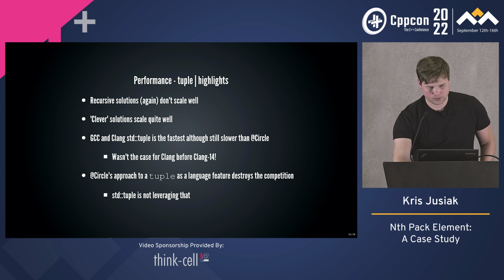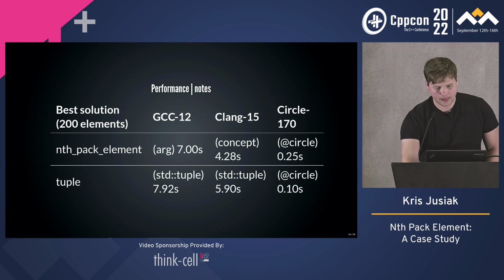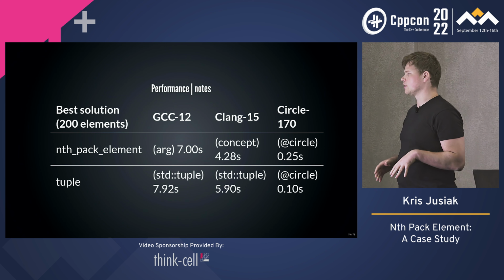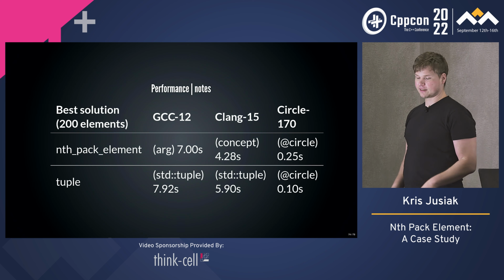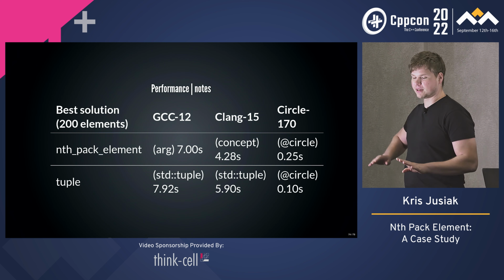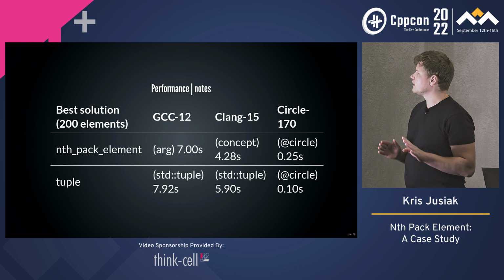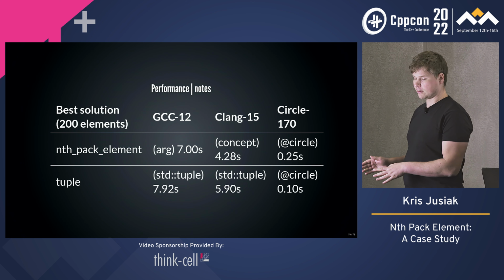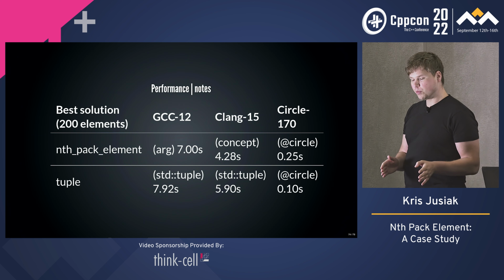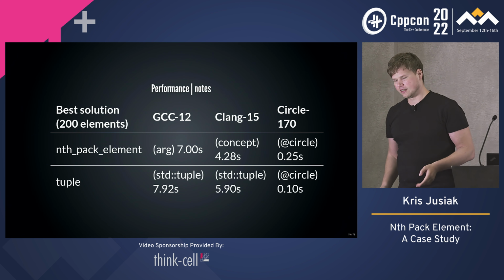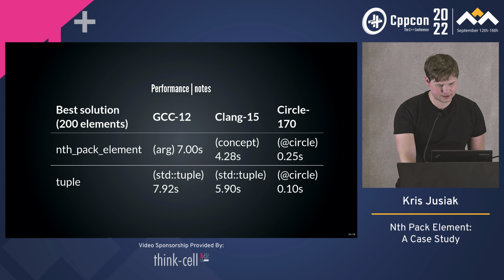Okay, I don't have much time, so just to show off the quality of compilers, this is what is checked here: the best solutions for N elements. So GCC, 7 seconds. That doesn't really matter. That's for 200 elements. 7 seconds GCC, Clang 4 seconds, Circle okay. Tuple, 7 seconds, 5 seconds, and Circle flat.